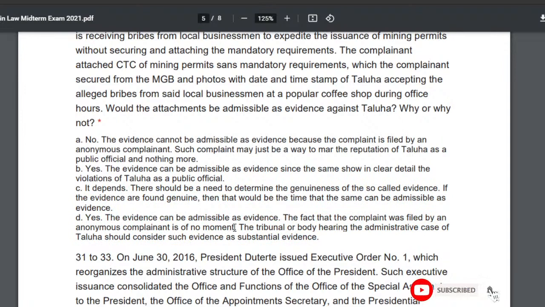When you say of no moment, it is not necessary that the complainant show or state his or her name. The tribunal or body hearing the admin case of Taluha should consider such evidence as substantial. So which is the correct answer, A, B, C, or D in the case of Taluha?